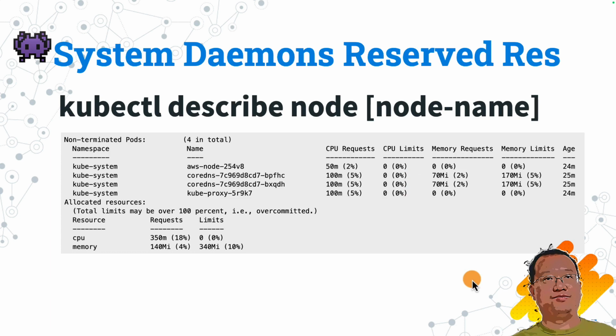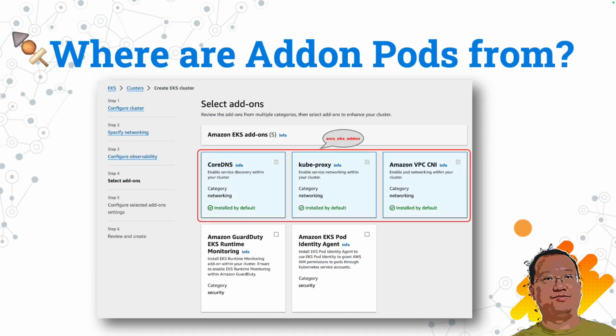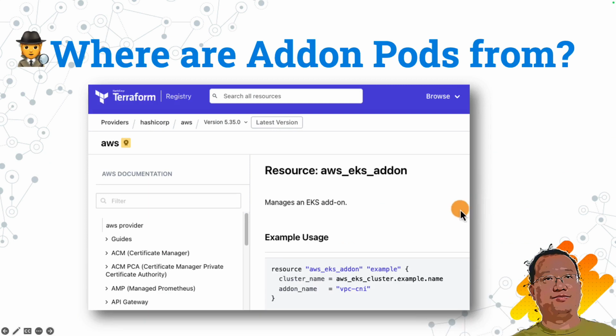Where are the pods coming from? The add-on pods are from step 3 and step 4 when we create EKS on AWS Management Console, or coming from Terraform AWS EKS add-on resources.